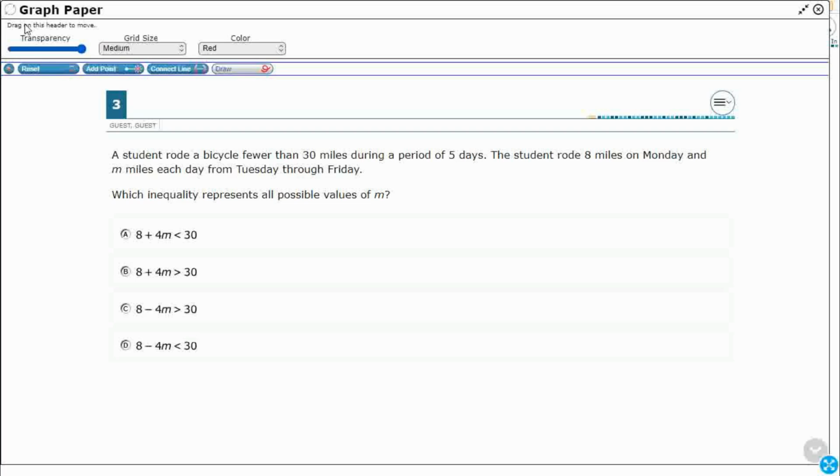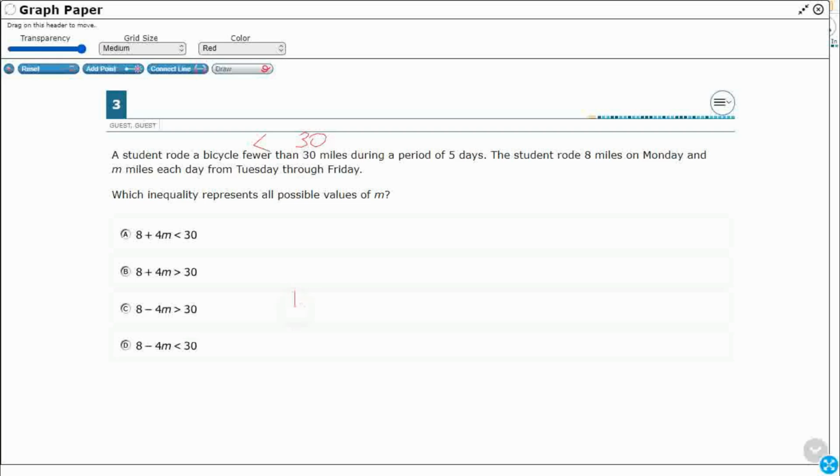Well, let's see if we can figure this out. A student rode a bicycle fewer than 30 miles. That's going to be our first clue right there: fewer than 30 miles during a period of 5 days. So I'm going to say Monday plus Tuesday plus Wednesday plus Thursday plus Friday, and all that together is going to be less than 30 miles, because that's what this says. During a period of 5 days, I know it's Monday, and then I've got Tuesday through Friday here.